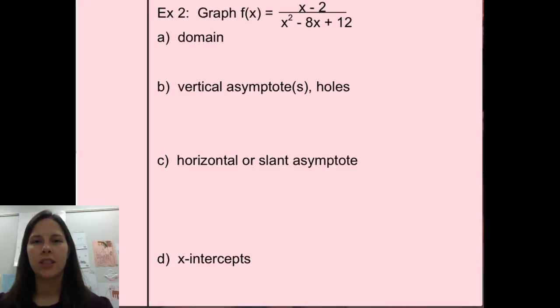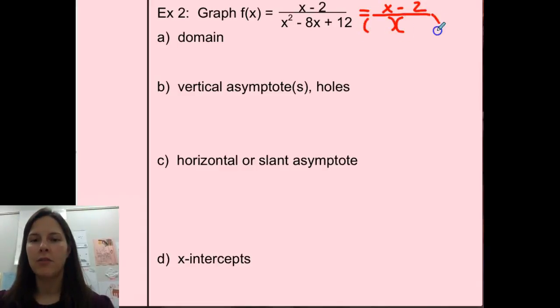Let's take a look at one more example. On this one, in order to find the domain, we need to factor the denominator. So we're looking at t-chart factoring: what multiplies to a positive 12 and adds to a negative 8? Those values would be a negative 2 and a negative 6.